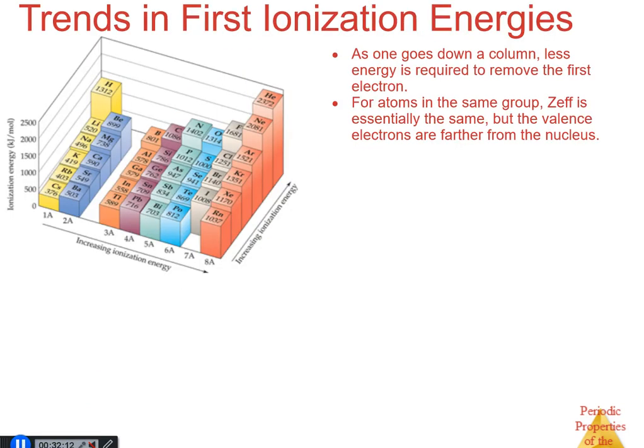All right. Now, just like James noticed earlier, these are bumpy trends. We didn't really care about the size because the bumps were just little. We are going to care about the bumps in this. But general trends: as one goes down a column, less energy is required to remove the first electron. This is your explanation for that trend. So as one goes down a column, less energy is required to remove the first electron.